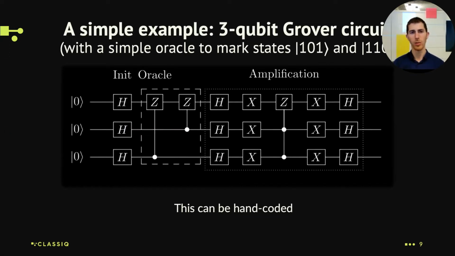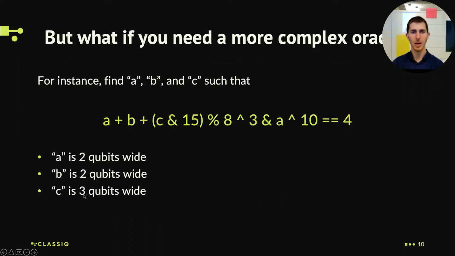And I want to give one simple example. Most of us know the Grover oracle, and actually generating such an oracle is a nice exercise to be done on 3, 4 qubits. And actually this circuit will mark 2 out of 8 states. And the oracle is very simple, right? It is on 3 qubits, and this could be hand coded. But what if we want to design a more complex oracle? Let's say we want to define 3 quantum registers, A, B, and C, that satisfy this arithmetic expression, A plus B plus C and 15, so on and so forth, equals 4. Now, take 1 or 2 seconds to think, how would you implement this circuit?